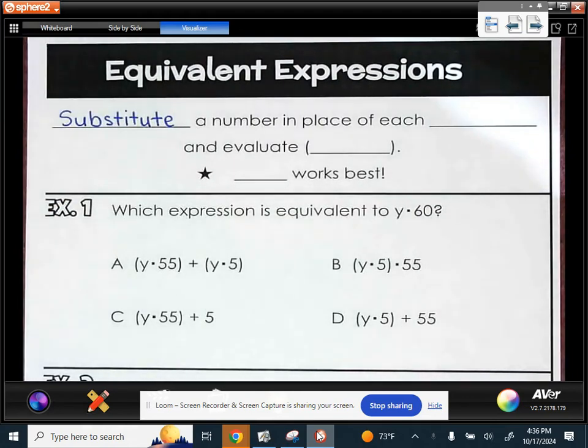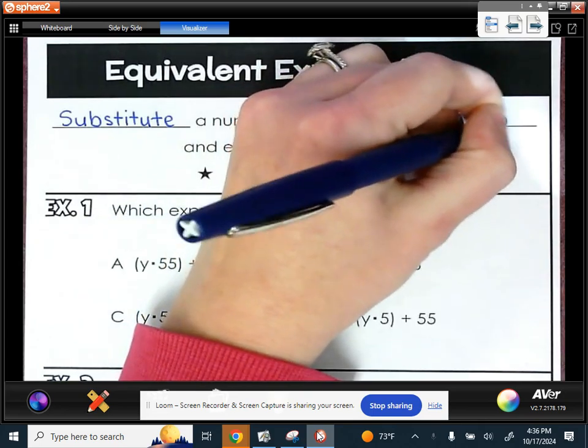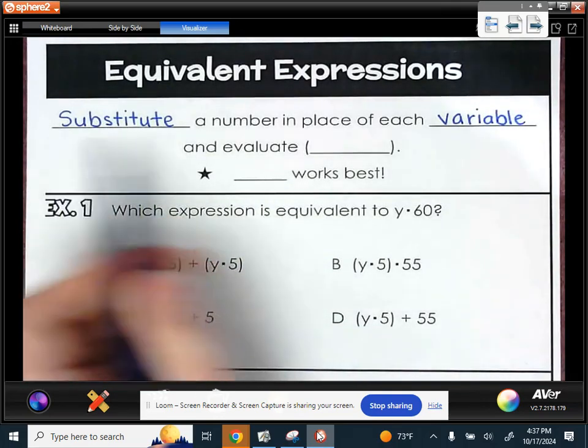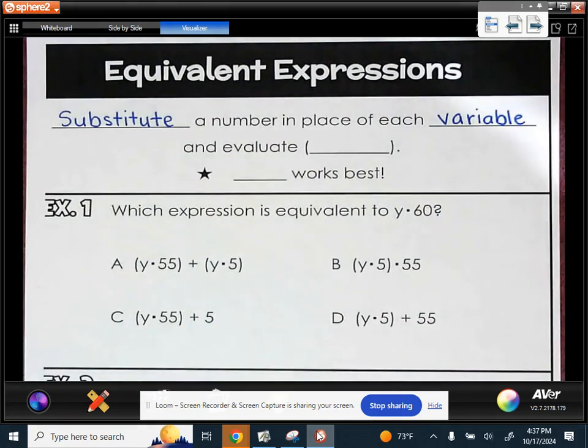And the way we're going to do that is we are going to substitute a number in place of each variable. And for substitute, you can think of it like a substitute teacher. So a substitute teacher takes the place of a teacher for a little bit. And so this number that we're going to use is going to take the place of the variable. And remember that a variable is just a letter that is being used in place of a number. So we're taking out the letter and putting in a number.